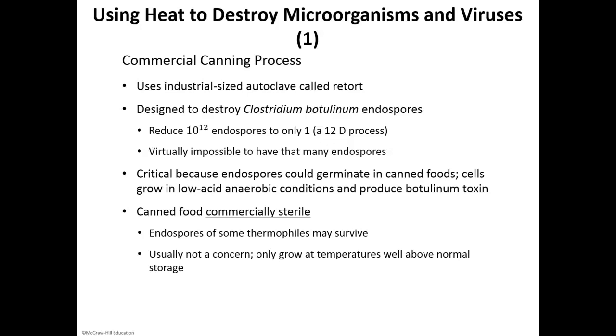The commercial canning process uses autoclaves as well. These autoclaves are super large and they're known as retorts, and they are designed to kill not just regular microbes but endospores, specifically endospores like those produced by Clostridium botulinum, which tend to grow in canned foods. It can reduce these microbes from 10 to the 12th endospores down to only 1, and the likelihood of having that many endospores in any environment is almost impossible. So it's getting rid of all of the endospores. The reason we need to get rid of endospores is that endospores can germinate in canned foods, and that can allow botulinum toxin to get into the body, and botulinum toxin is deadly.